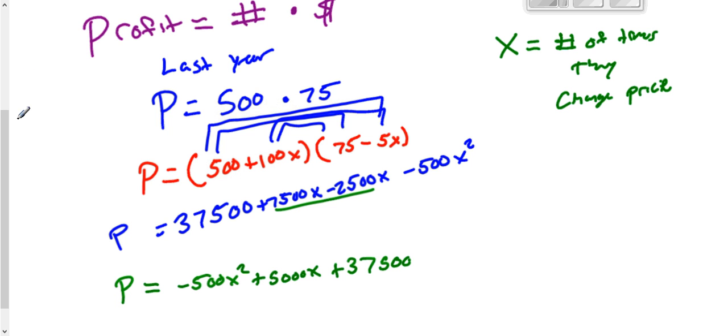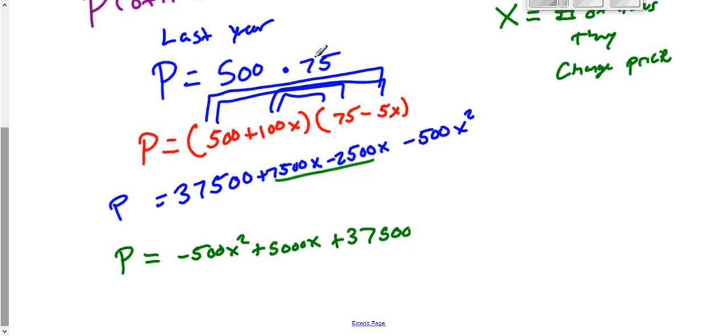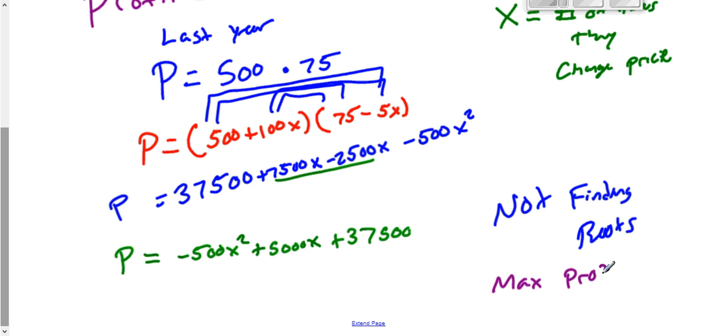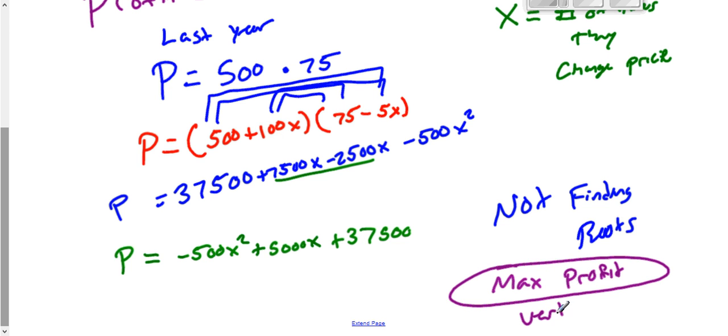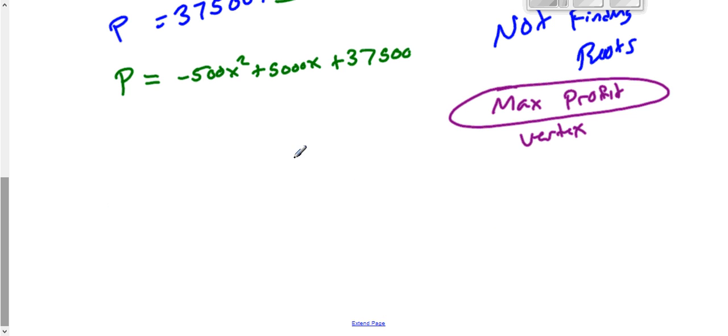Alright, so we have this, and our next thought might be, alright, we're going to set it equal to 0 and find our roots. We're not finding roots, because I don't want to know when my profit's 0. I want to know when my profit is maximized. So we're looking for max profit, which means we're looking for the vertex. So x is equal to negative b over 2a.